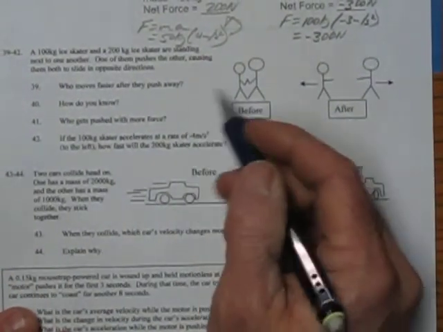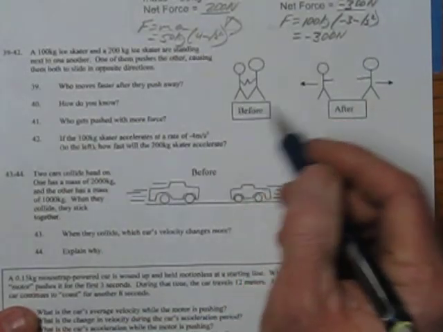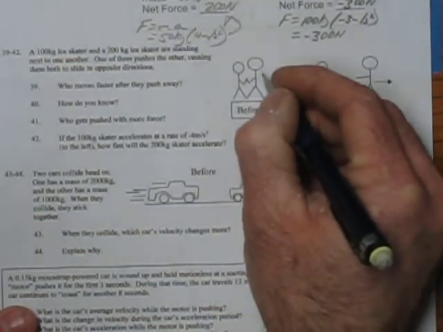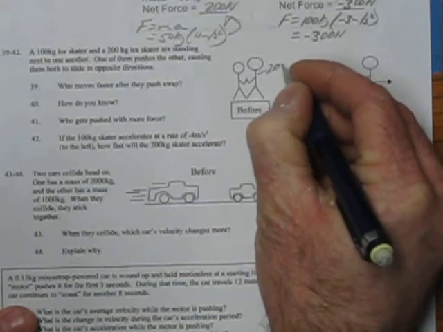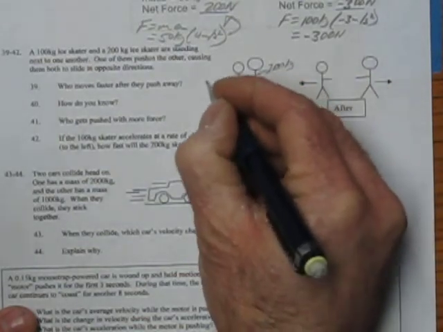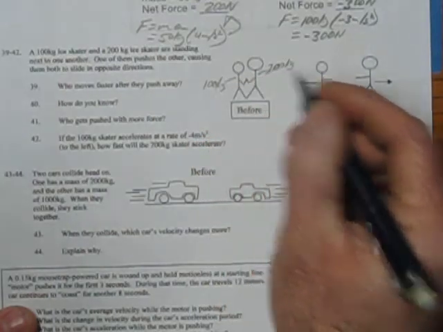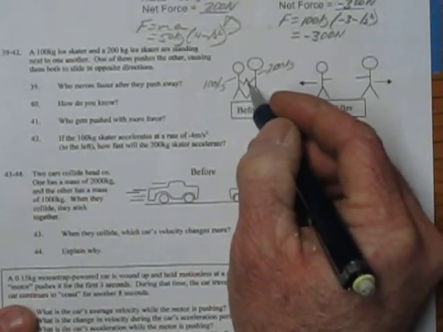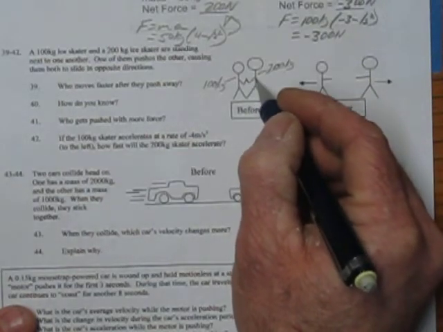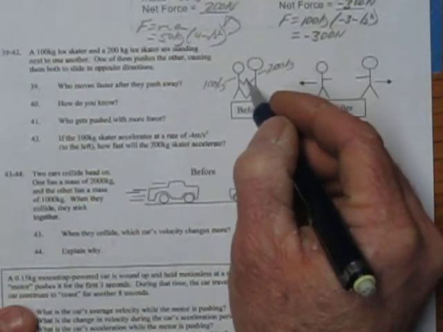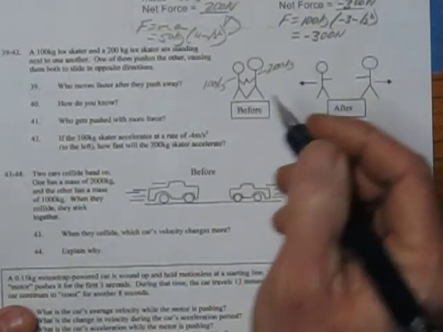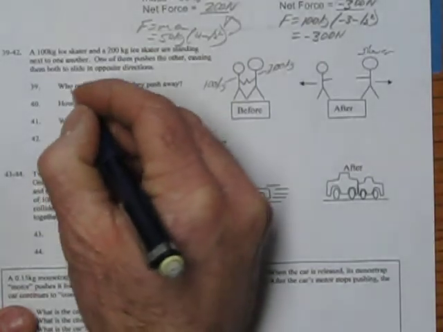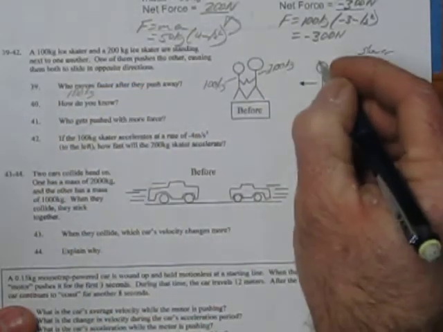39 through 42, the ice skaters. This is before, this is after. They're standing on this frictionless ice. Somebody pushes somebody else, and this person is 200 kilograms. That's a big ice skater. 100 kilograms, that's a big ice skater, but this is really big. Who moves faster after they push away? Well, Newton's third law says the action and reaction are the same. So this person pushes that person, the forces are the same. And with the same force, a bigger person is going to be slower. So who moves faster? It's the 100 kilogram person. This is faster.